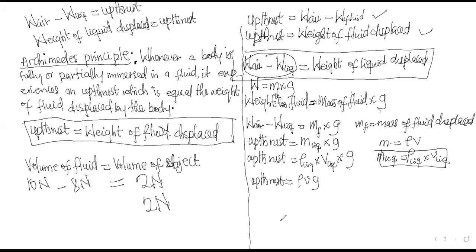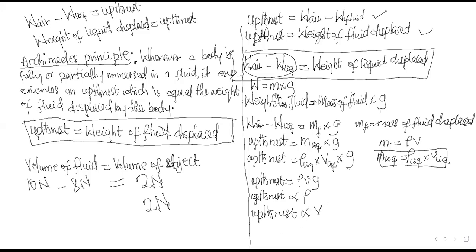It means that on the surface of the earth, upthrust depends on two key components. Upthrust is directly proportional to density of the liquid. Upthrust is also directly proportional to volume of liquid displaced.